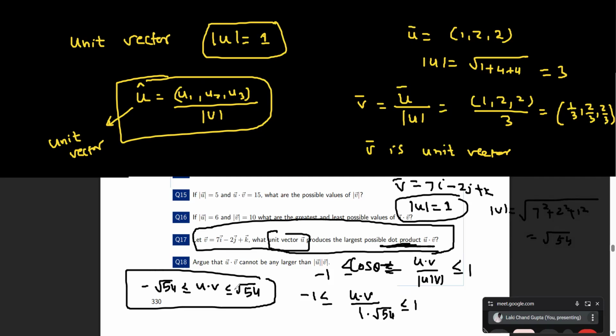But here we are saying, let v be given. What's the unit vector u that produces the largest possible dot product of u and v? The largest possible value is the modulus of v, which is the square root of 54. So this is your answer.